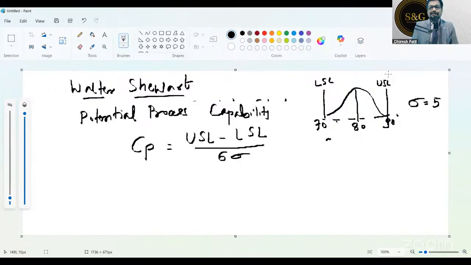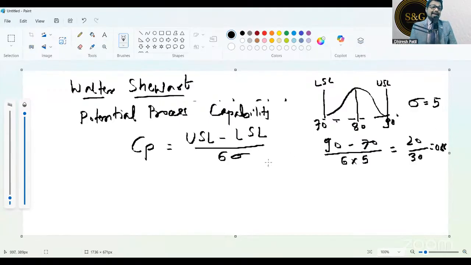0.66. Everybody got this? So Cp is 90 minus 70, which is USL minus LSL, divided by 6 into 5, 6 times standard deviation, right? So it is 20 divided by 30, which is 0.66. Perfect. So this is called Cp, which is potential process capability.